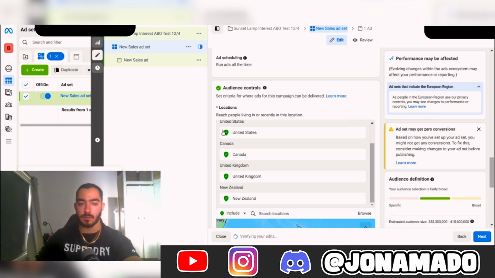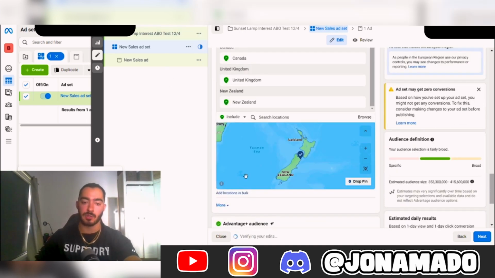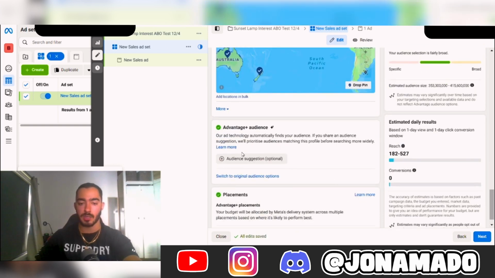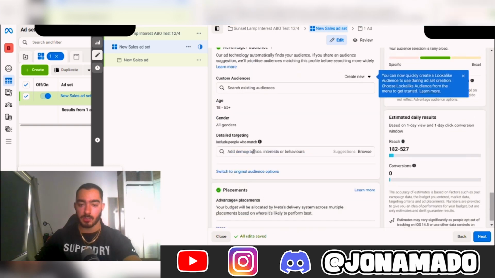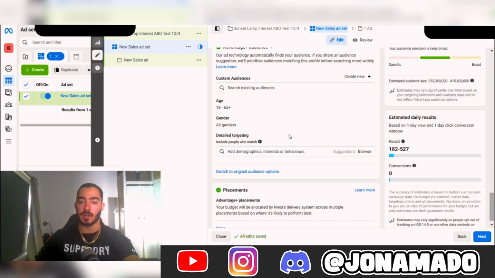Right, now if it's for the sunset lamp, it's obviously a very broad product. So what I'd do for this product is I'd probably just target broad for one of the ad sets, and then I'd target home decor.